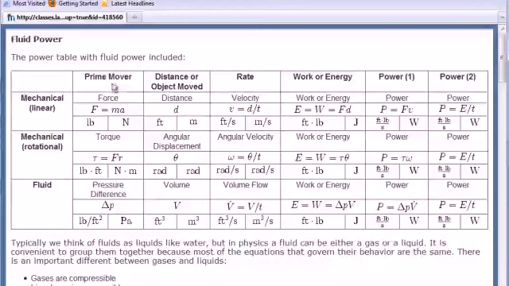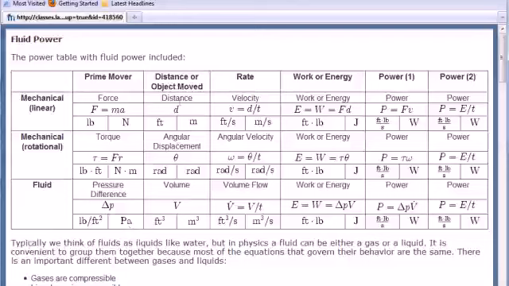So for example, the prime mover with mechanical was either force or torque, and for fluid power it's pressure difference. So pressure difference is what causes fluids to move. And I should point out that when we talk about fluids in physics, it's not just liquids, it's also gases. So fluid power can refer to gas or liquid. We use delta lowercase p to refer to pressure difference, and typical units in the English system are pounds per square foot and pascals in metric.